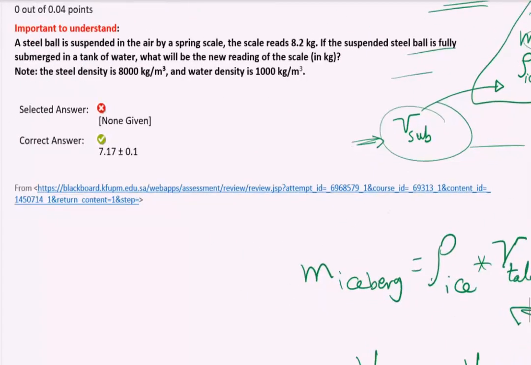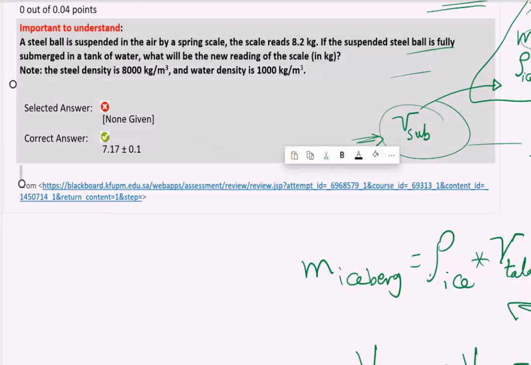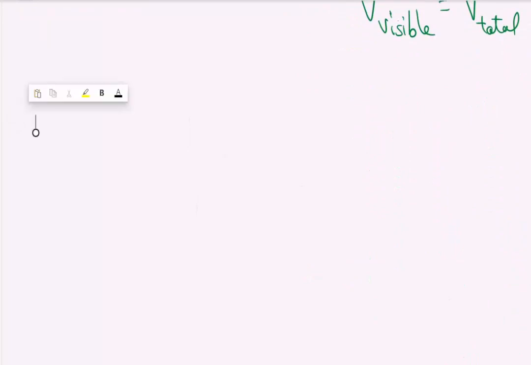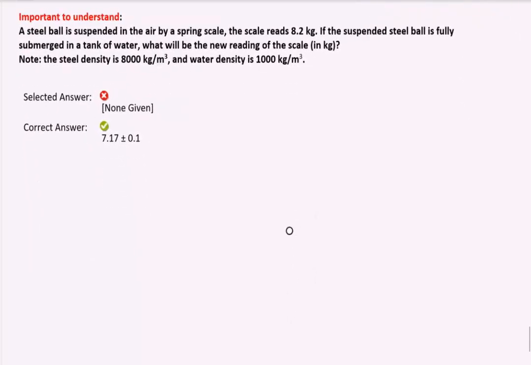Let's see the last one. A steel ball. Let me remove this problem from here. Let me take it somewhere else. A steel ball is suspended in the air by spring scale. The scale reads 8.2 kilogram. So this is the real mass of the ball. 8.2 kilogram. This is the real mass.